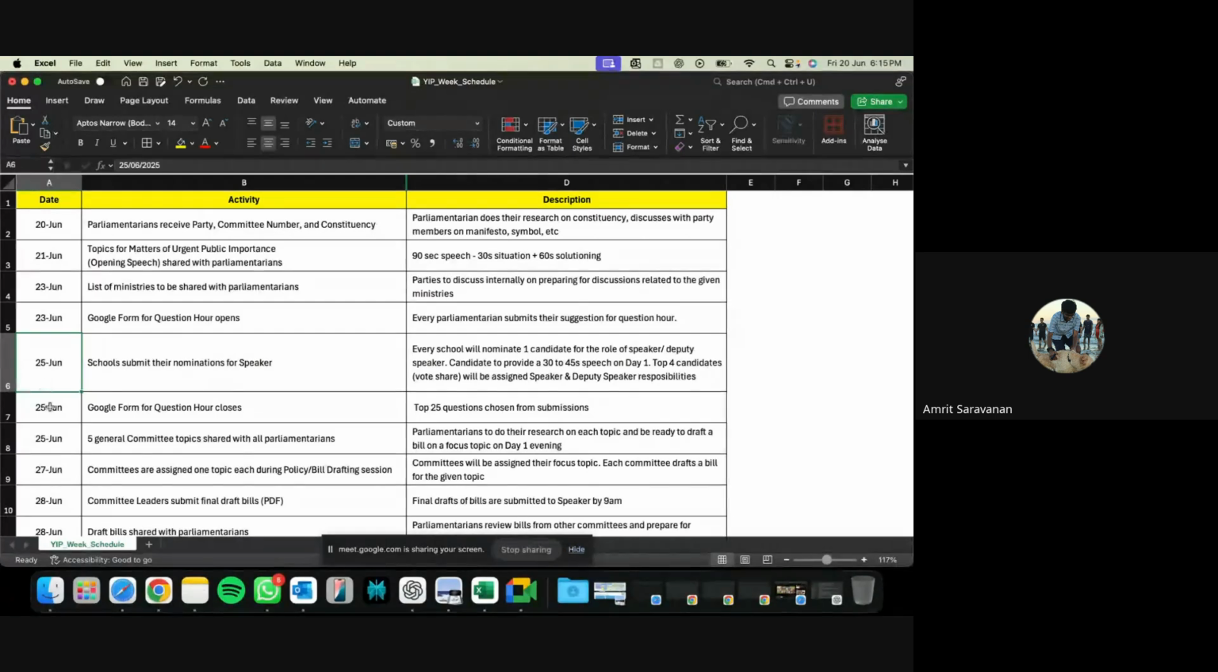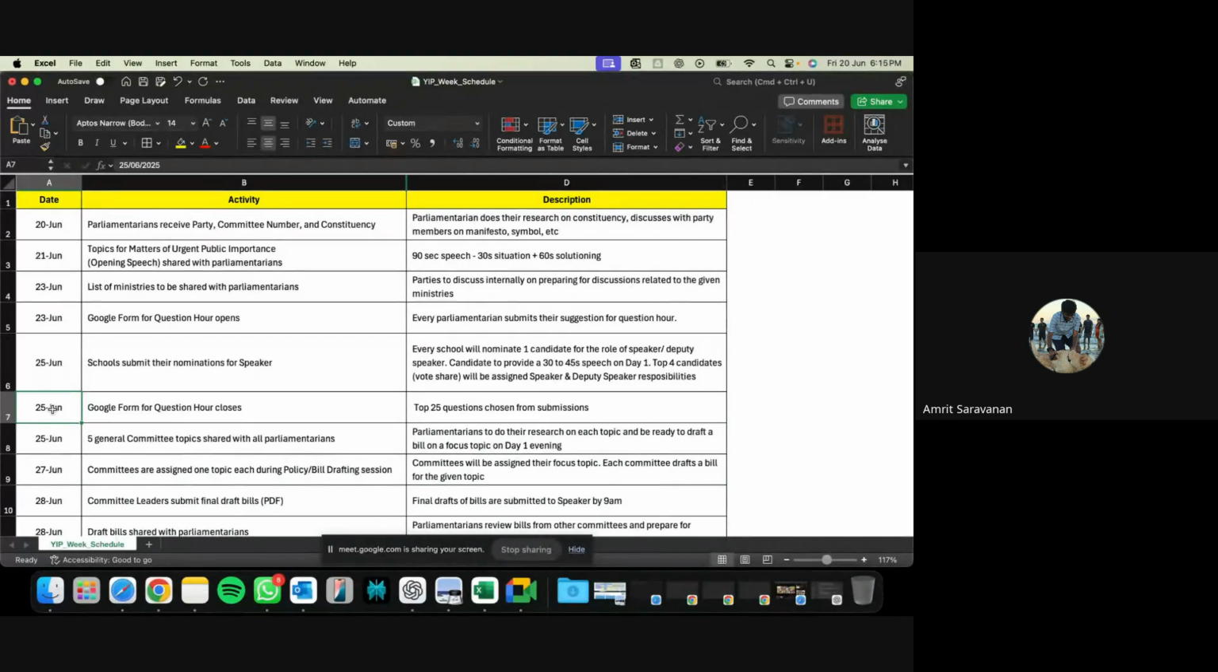Then on Wednesday, which is 2 days before the event, we will close that form. So you have 2 days to fill the form, with one question which you feel is relevant to be asked. And on Wednesday, we'd also be sharing the list of the 5 topics that will be assigned to the 5 committees. You will not know what topic will be assigned to your committee until day 1, during the second half.